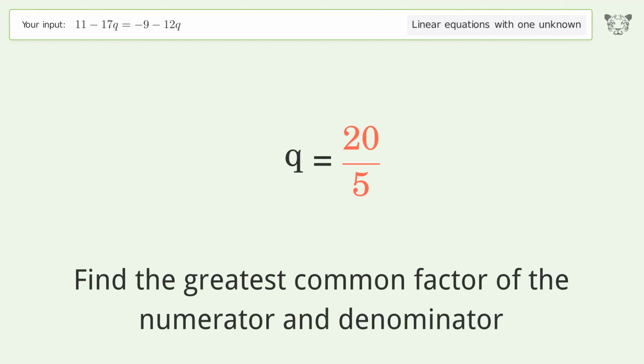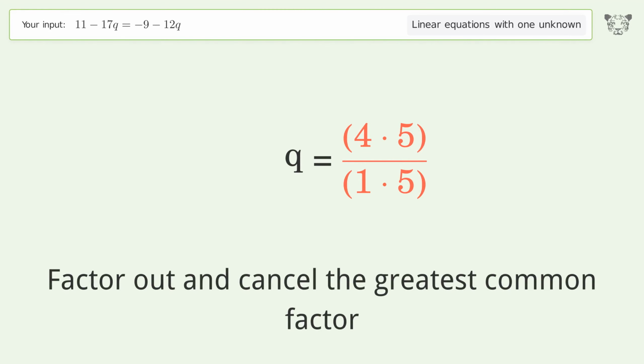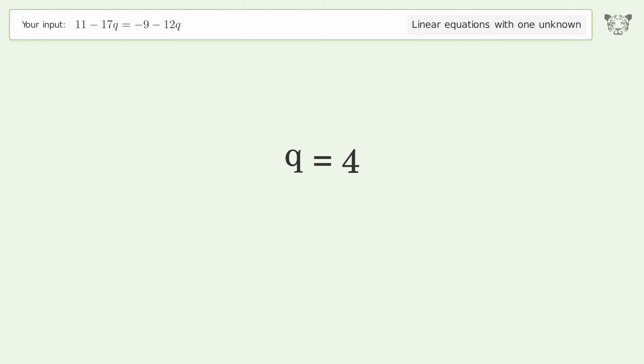Find the greatest common factor of the numerator and denominator. Factor out and cancel the greatest common factor. And so the final result is q equals 4.